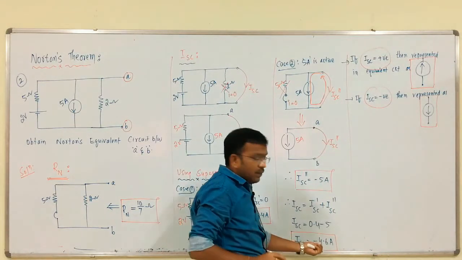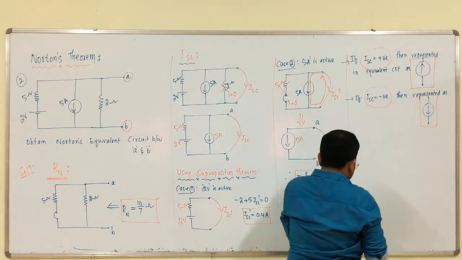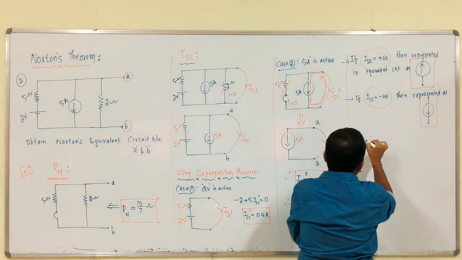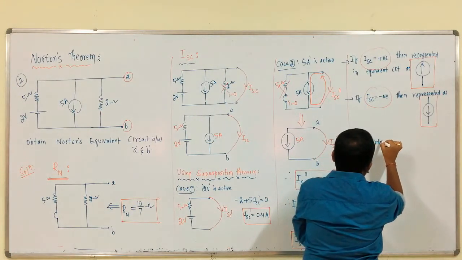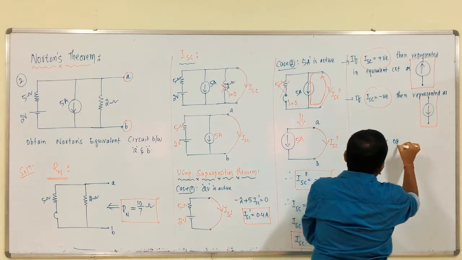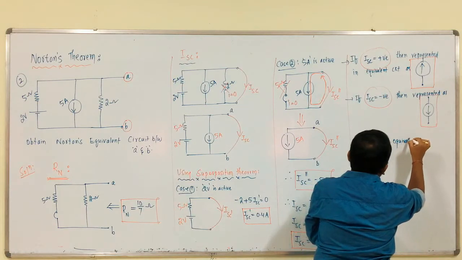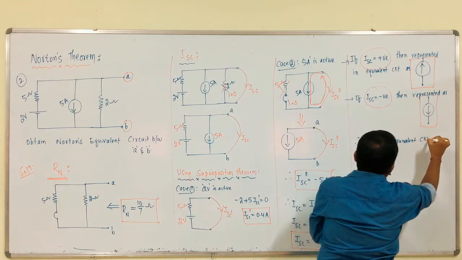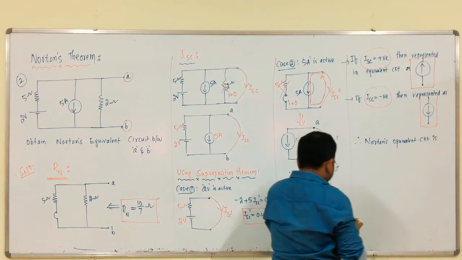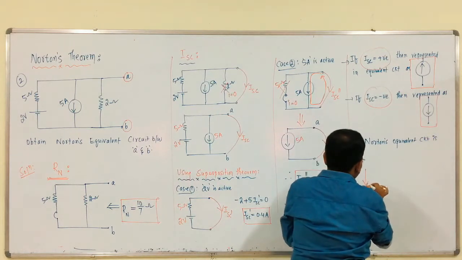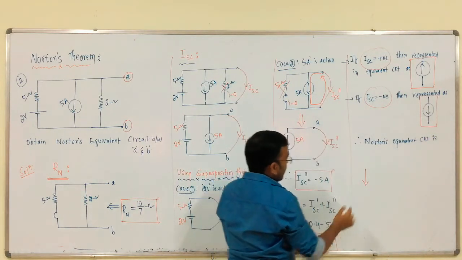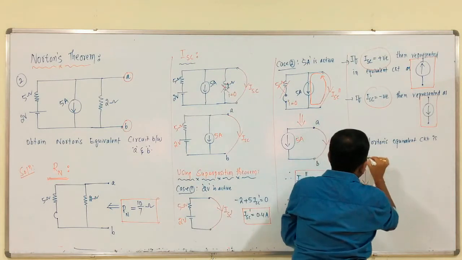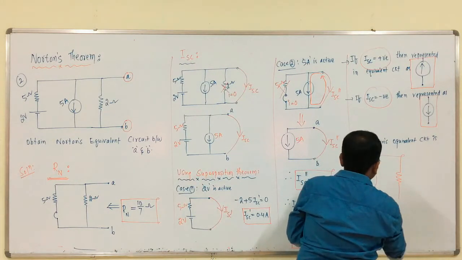Here ISC is negative, that is why, therefore, Norton's equivalent circuit is downwards, right. Here why downwards? ISC is negative, therefore, ISC is like this, and we have a Norton's resistance.